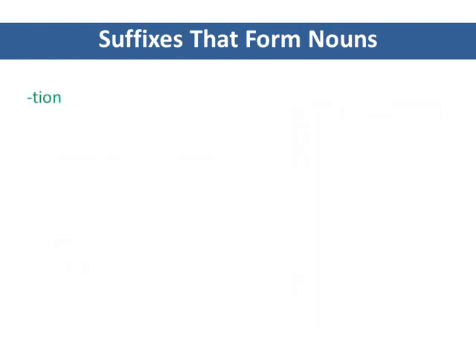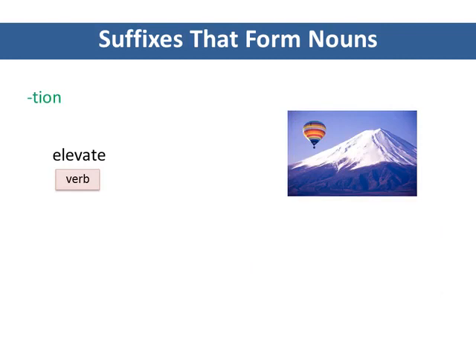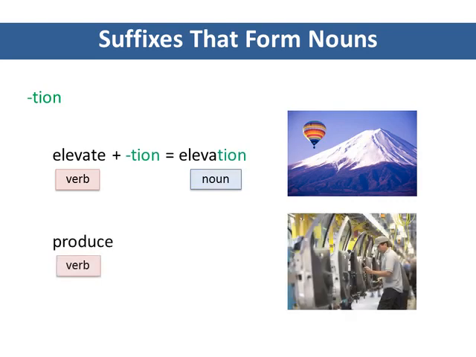Another suffix that forms nouns is tion. We start with the verb elevate, add tion, and get elevation. Pay attention to the spelling here, too. If we have the verb produce but want a noun, we can add tion and get production. Here, notice the spelling and the pronunciation. The vowel sound in the stressed syllable changes. Produce, production.